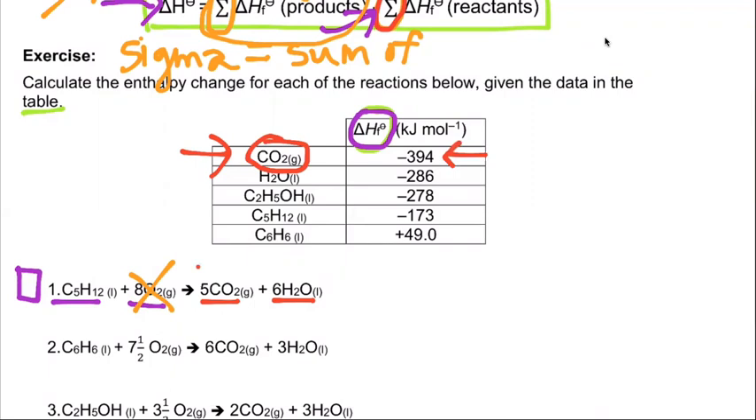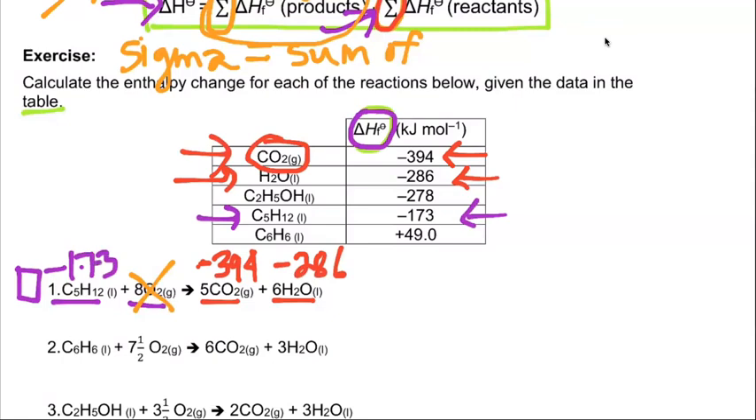So I'm just going to label them for right now. So this one's negative 394. And then my other product is water, H2O. So here's water. It's negative 286. And then on the reactant side, we already crossed off oxygen because that's an element and it's going to be 0. So I just need to look up the enthalpy of formation for my other reactant. It's C5H12, and it's right here. It's negative 173.